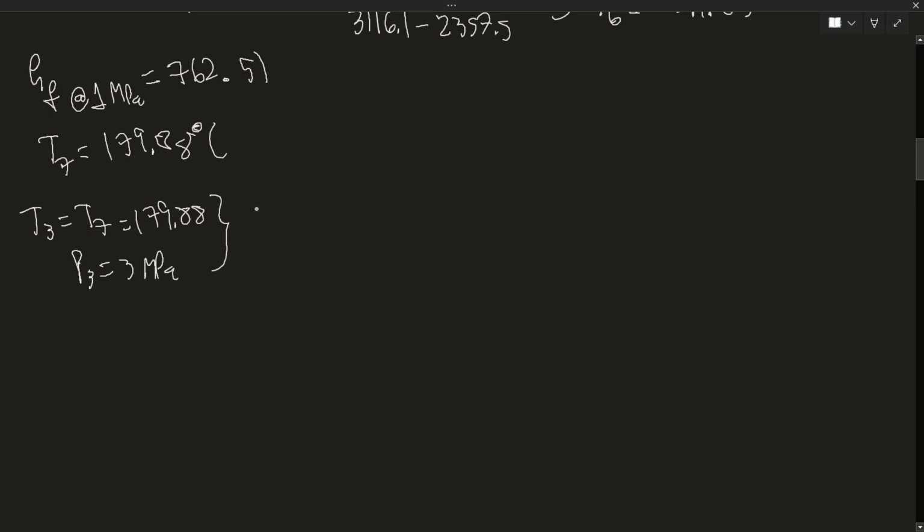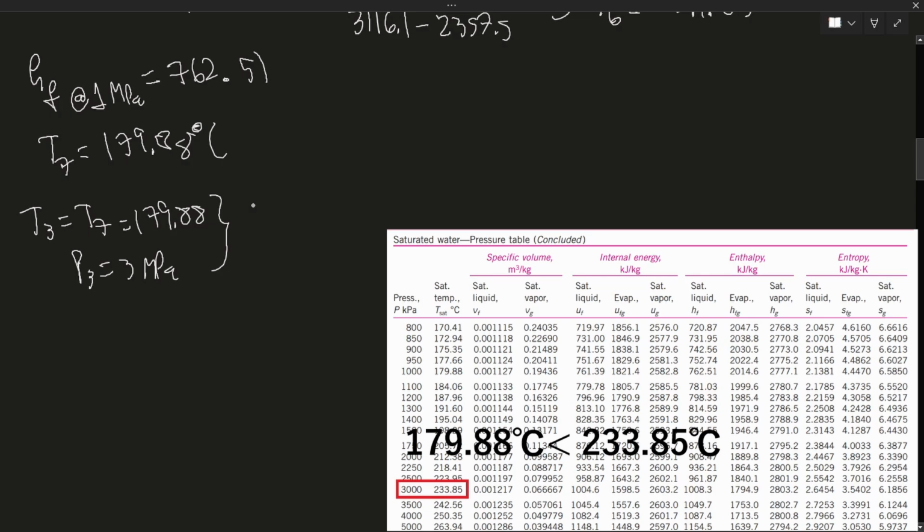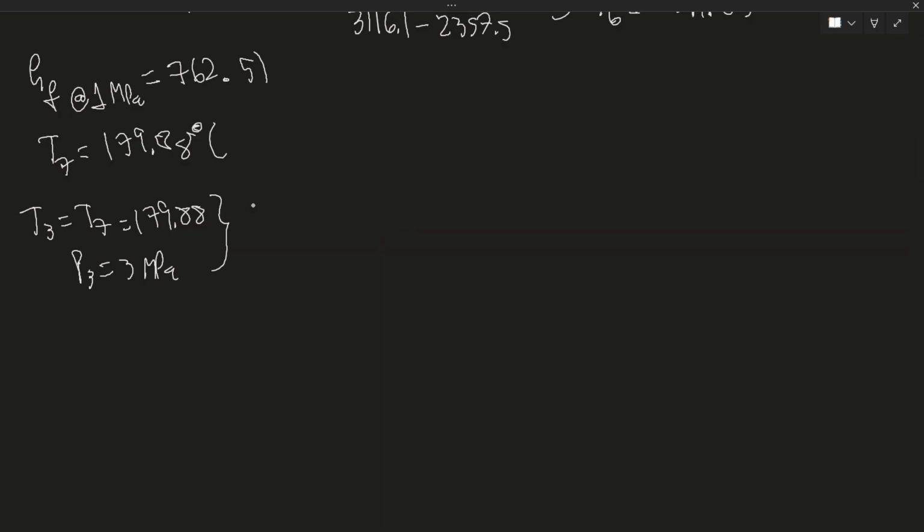Once you check the superheated tables, you'll realize that the temperature is below the saturated temperature. That means that it's subcooled water. You have to check your tables for your subcooled waters and then interpolate. However, personally, when I was taking this class, I didn't have the subcooled water tables. So instead, you have to approximate.